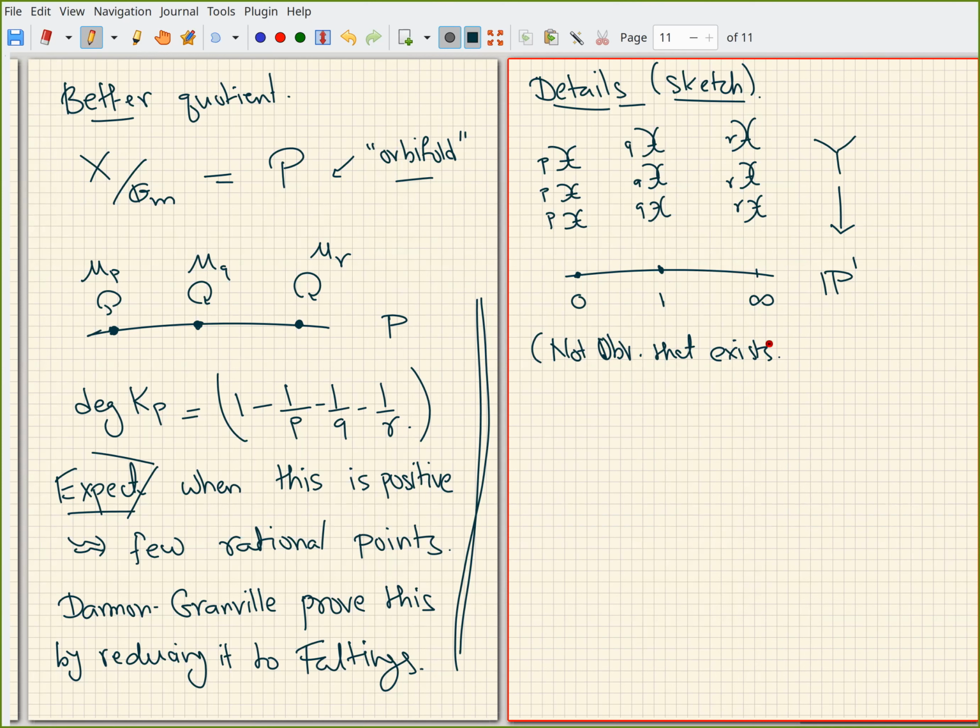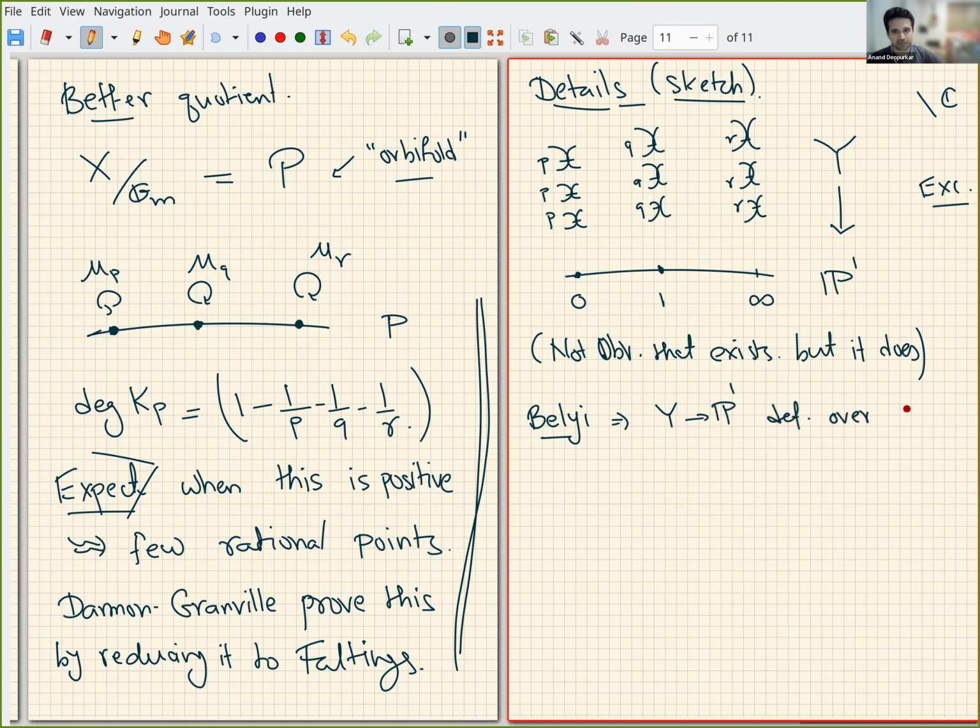Or you can be a bit clever and do something with triangle groups, which is what he does. Okay, maybe this can be another exercise. Prove that such a thing exists. Okay, great. So it exists, but this is over C. But then we have a theorem, which I talked about a few months ago, by Belyi, that says that this can actually be defined over a number field. So Y to P1 can be defined, maybe not over Q, but over a number field.